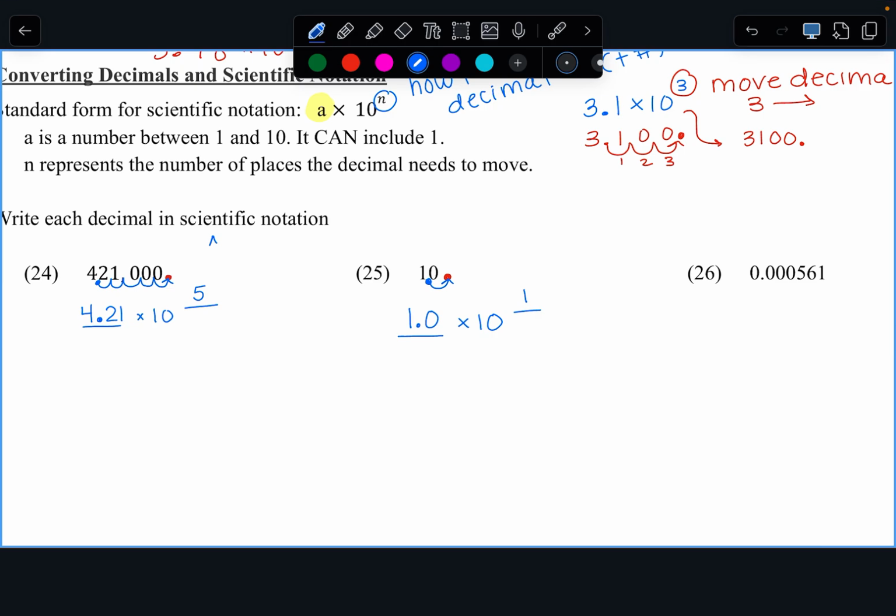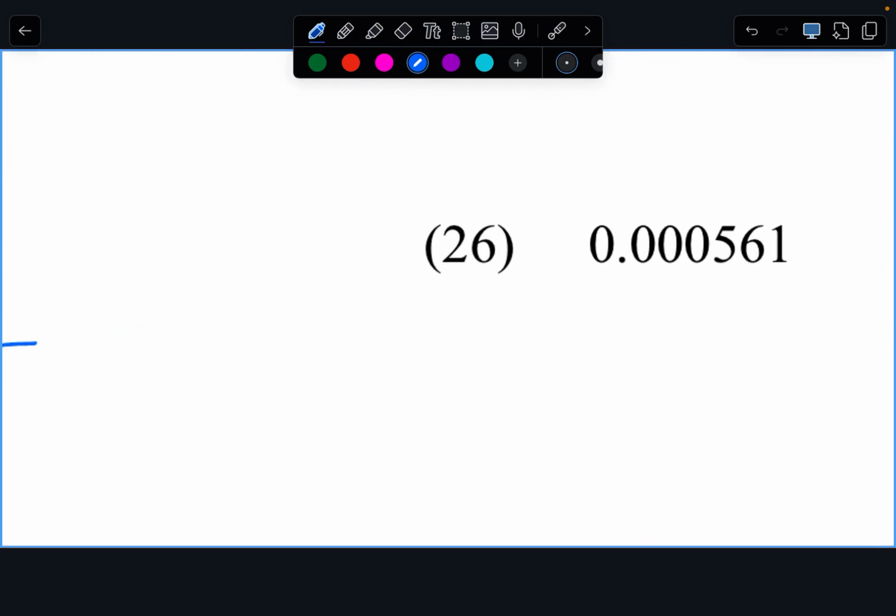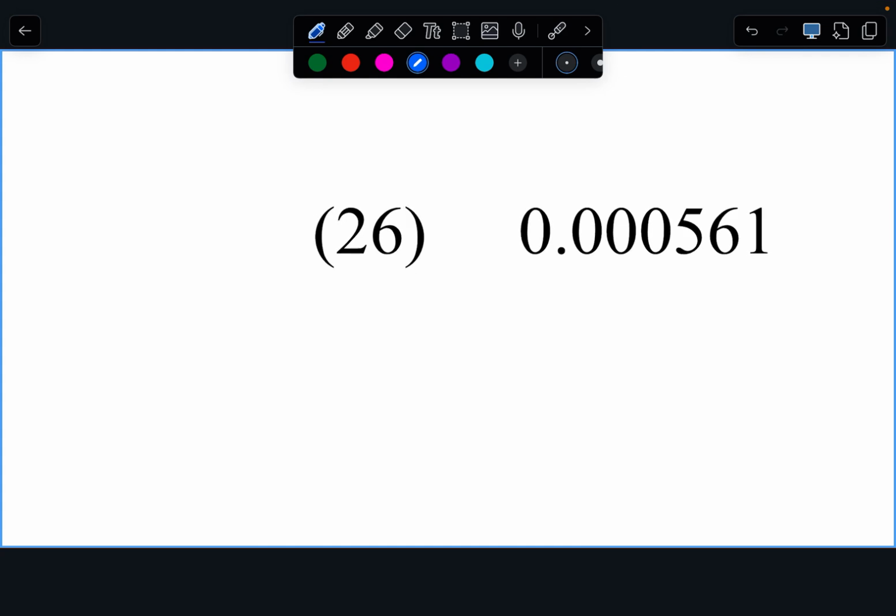Now, what if we're starting with a small number? We already see that the decimal is here. It is clearly marked. Where do we have to put the decimal to make it a number between 1 and 10? Between 5 and 6.